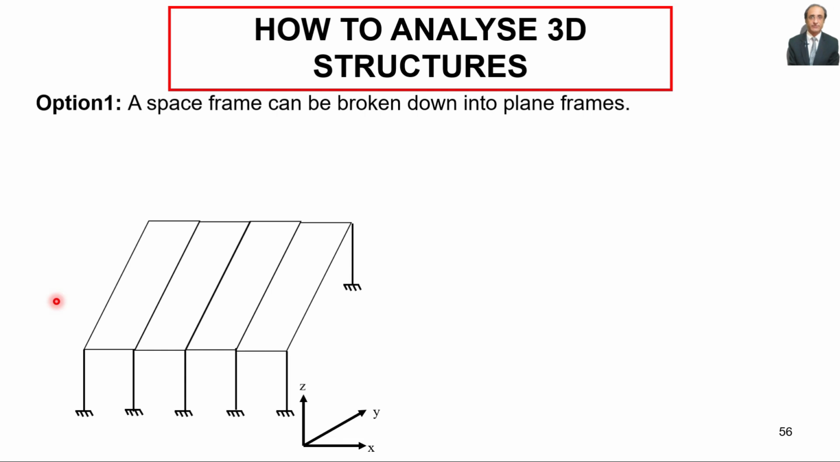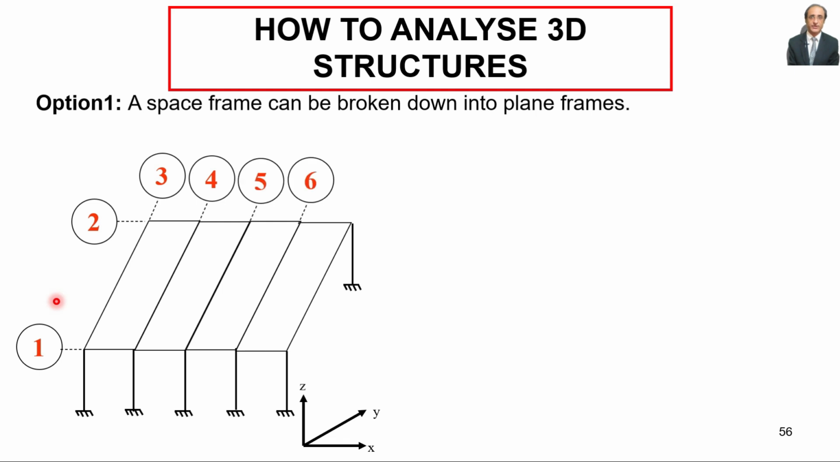For example, if we see this frame, we can break it down into a set of 2D frames such as frame number 1, which is in the XZ plane, frame number 2, which is also in the XZ plane but just parallel to frame number 1, then frame number 3, this is in the YZ plane, and the other frames like 4, 5, 6 and 7, they are all similar to frame 3. However, now if we see all the 7 frames, do we need to analyze all the 7 frames?